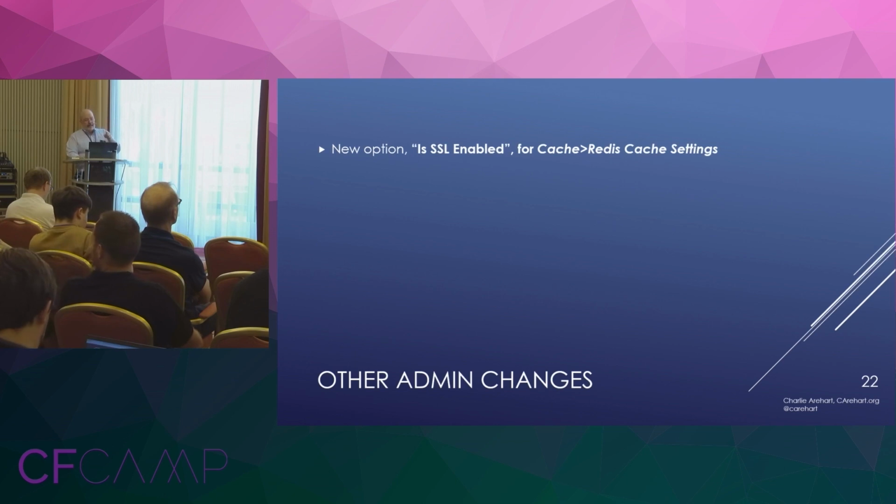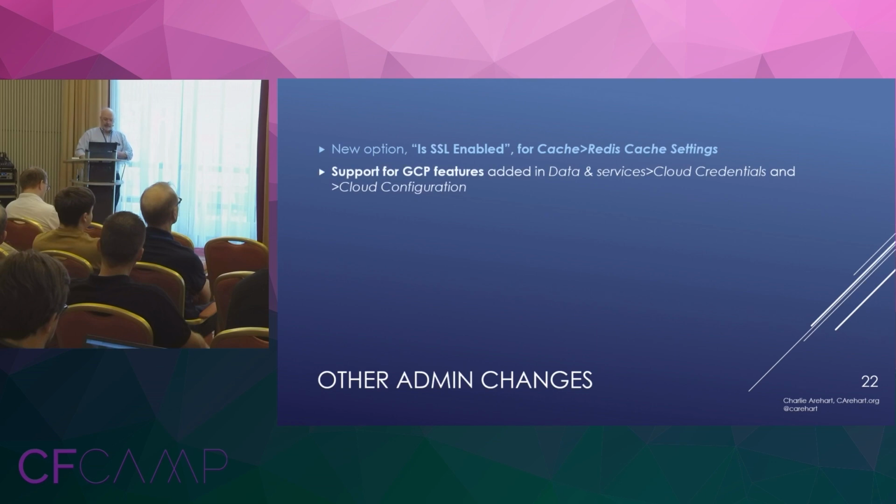Rounding out the CF admin stuff, there is now new capability. If you're going to use Redis as your cache, I think that's enterprise only, yeah. So if you have CF Enterprise, you can now point to alternative caching engines, and that was added in CF 2018, and was expanded in 2021. Well, now you can make that be SSL enabled for Redis, which is nice for some people.